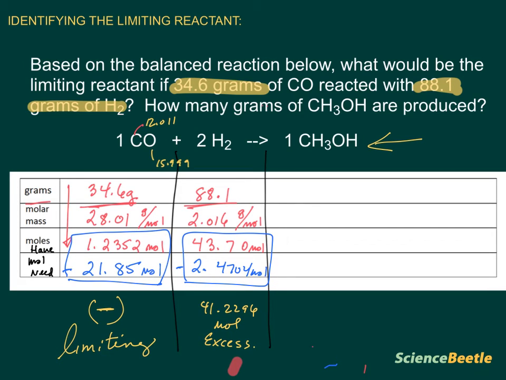And so having done that, now we know that the limiting reactant for us is actually going to be the carbon monoxide, which means we're going to have to use this number right there that I've just circled. And let me highlight it. Let me go ahead and circle it in red.